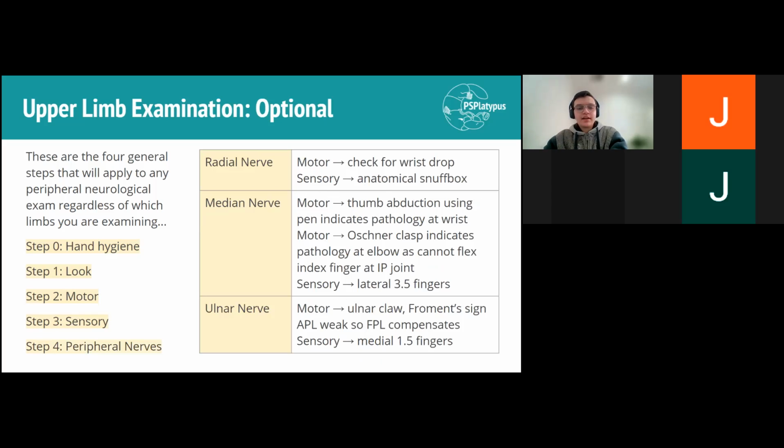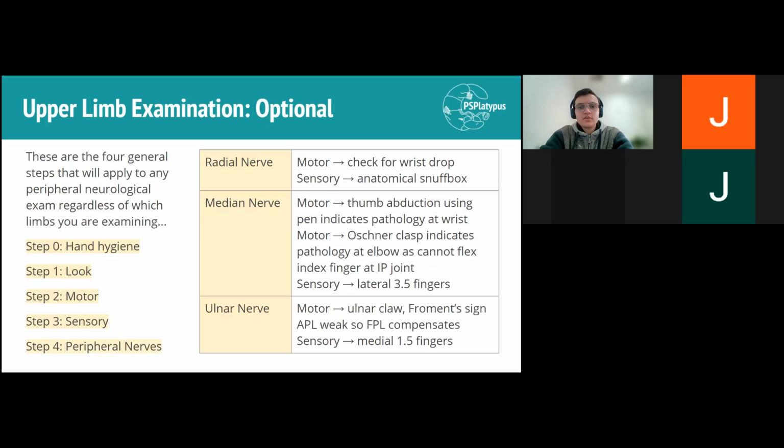All right, and finally, is a bit of an optional thing. You can look at each of the nerves that are going more distally. So musculocutaneous and axillary, we're not really going to focus on those too much because they kind of end a little bit earlier. For radial nerve and each of these nerves, you want to think about the motor and sensory components.